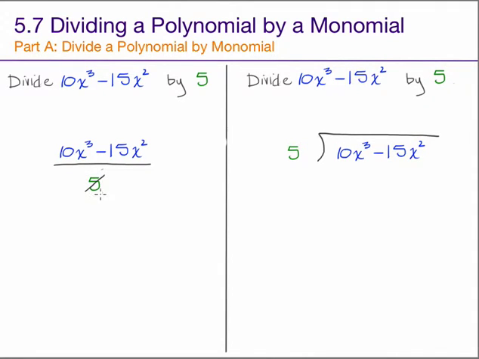5 goes into 5 once. 5 goes into 10 twice. 5 goes into 15 3 times. What about the x's? Well, 5 doesn't go into x. So that's really all I can do with this. I can rewrite it as 2 times x cubed minus 3 times x squared over 1. Only I don't need the over 1 part.